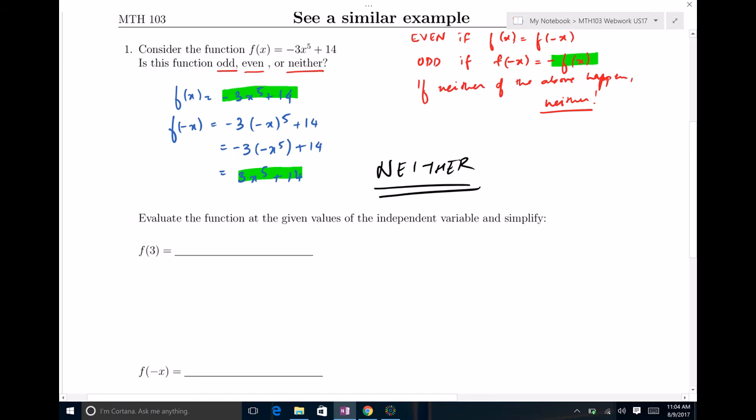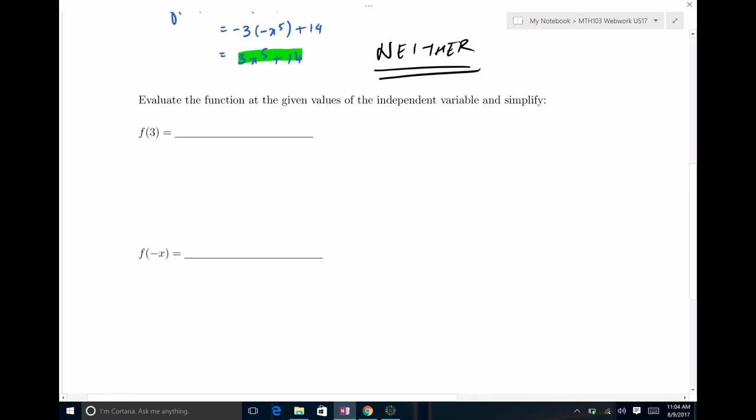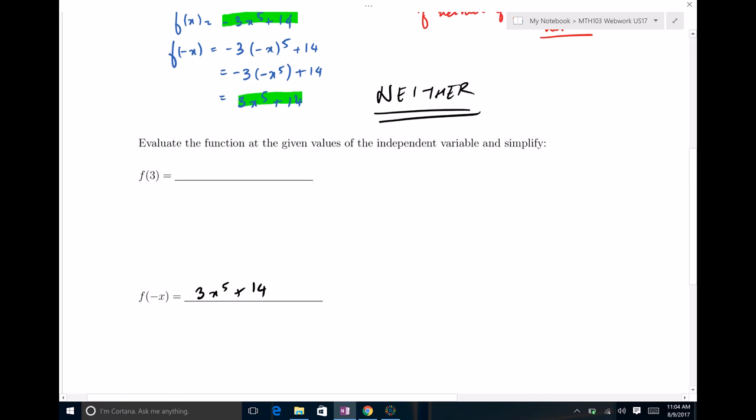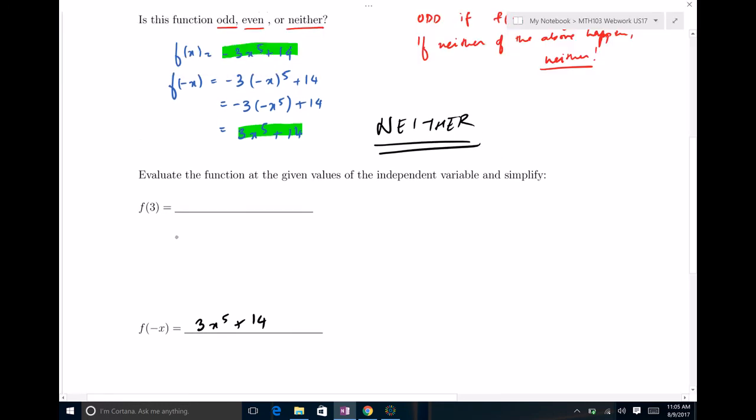Okay, what about, we need to evaluate the function at the given values of the independent variables and simplify. So we've already worked out this part, f of negative x, so I'm just going to write that down here, 3x to the fifth plus 14. And for f of 3, well, you're going to have to take the original function and work this out. So f of 3 is negative 3 times 3 to the fifth plus 14.